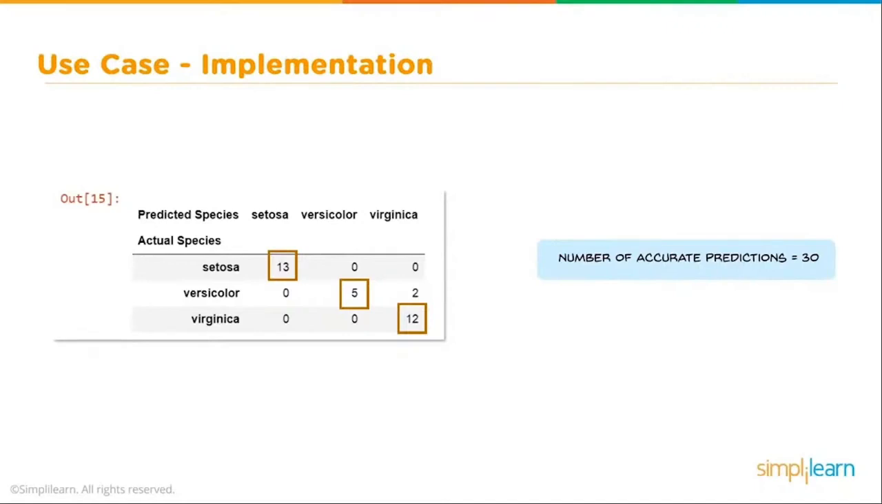So this is the number of accurate predictions. So in this case, it equals 30. If you add 13 plus 5 plus 12, you get 30. And then we notice here where it says Virginica, but it was supposed to be Versacolor. This is inaccurate.